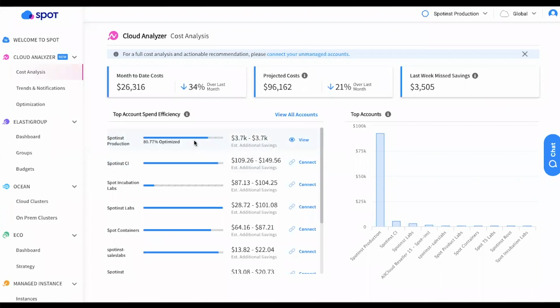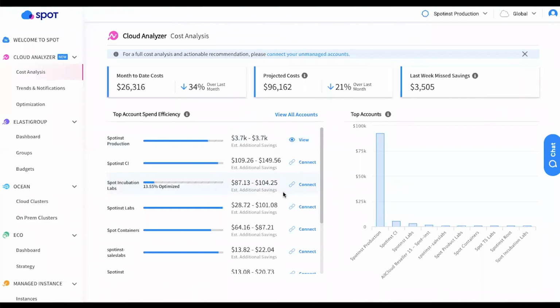So over here, you can see for each of these accounts, the efficiency level. So for Spotinst production, we've got almost 81% optimization level. We show over here as well the potential additional savings that could be achieved. Down here, however, for the incubation labs, we see that we only have 13.5% optimization level. There's a lot of work to be done, or a lot that can be done to improve the situation. And again, over here, we show you what the additional savings are that you could achieve.